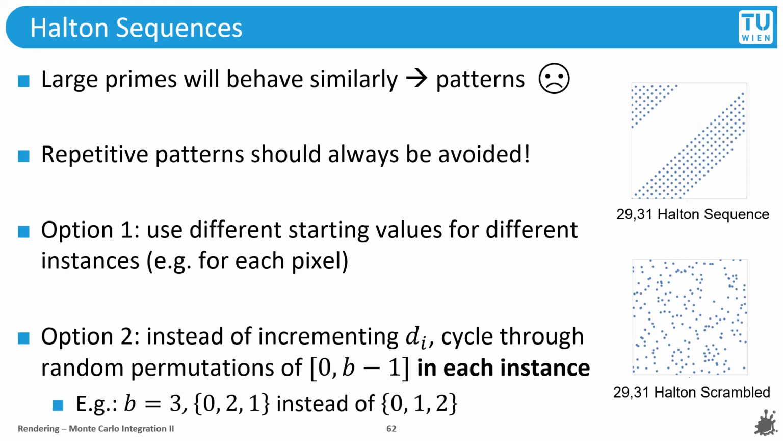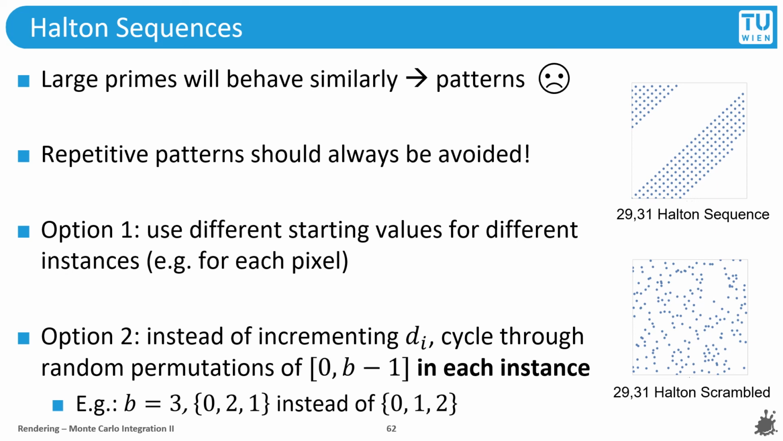We have two options. Option 1 is not that great, but can often be applied as a quick fix. You can initialize your integers to a random value in each instance. For example, if you have 5 random variables, then for each pixel you produce 5 random numbers with built-in functions and use them as the starting offset for the Halton sequence integers.